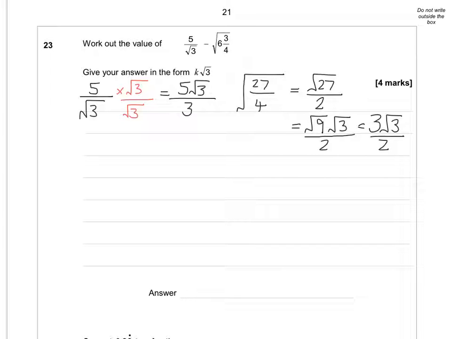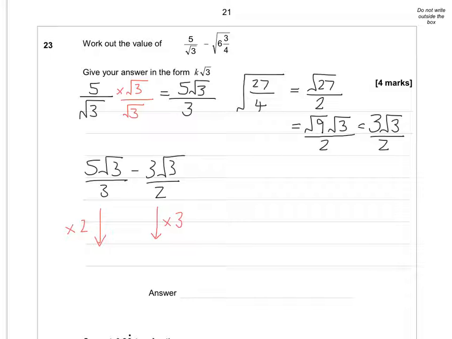So what I've got to work out is 5 root 3 over 3, subtract 3 root 3 over 2. To subtract fractions, they've got to have a common denominator. So that common denominator is going to be 6. I'm going to double the first one, and triple the second one. Then I can actually take away these fractions.